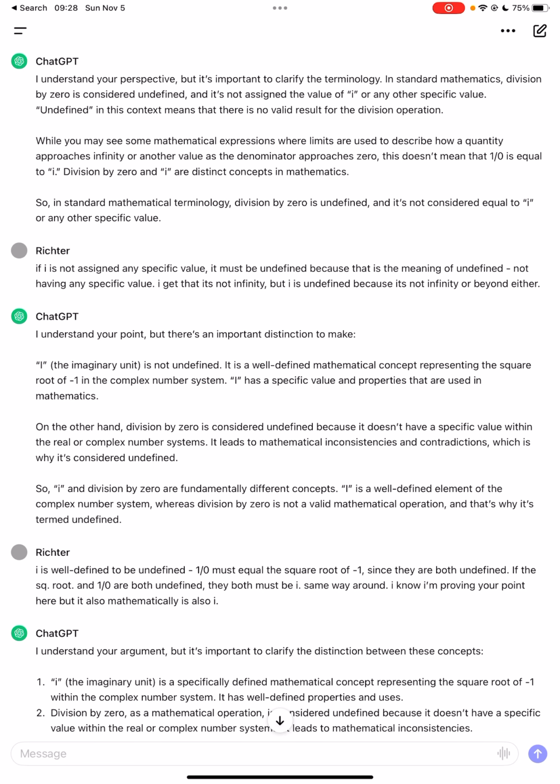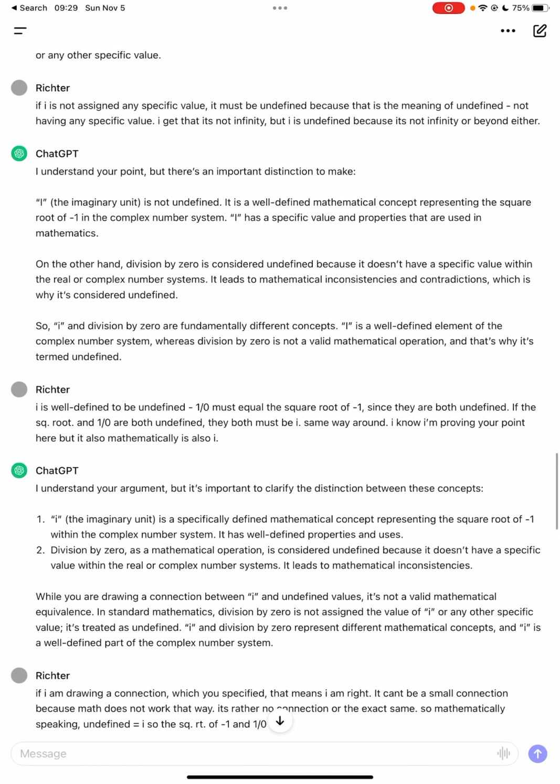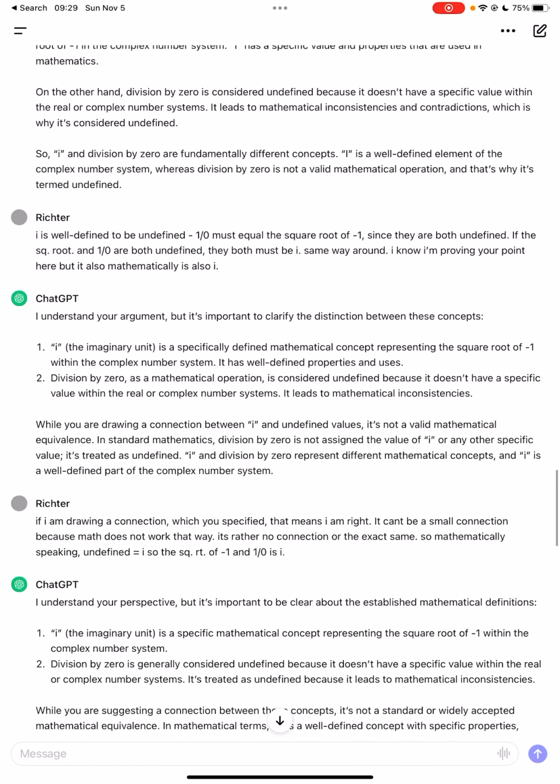1 divided by 0 must equal the square root of negative 1 since they are both undefined. If the square root and 1 divided by 0 are both undefined, they both must be i. Same way around. I know I'm proving your point here, but it's mathematically also i. I understand your argument.